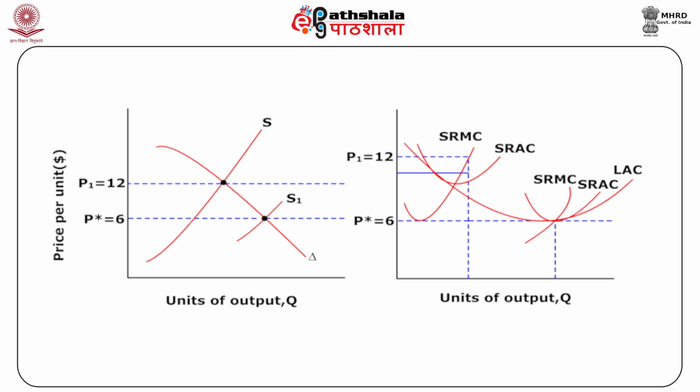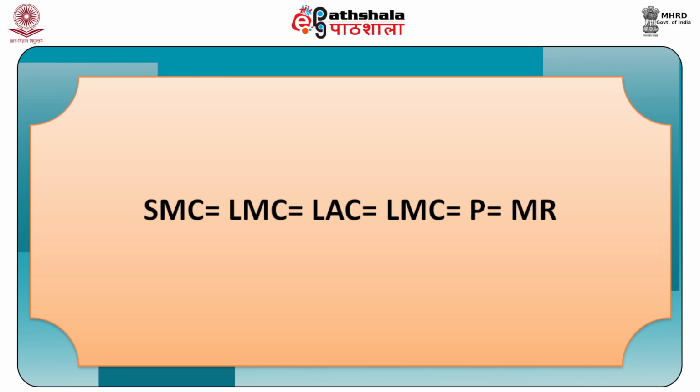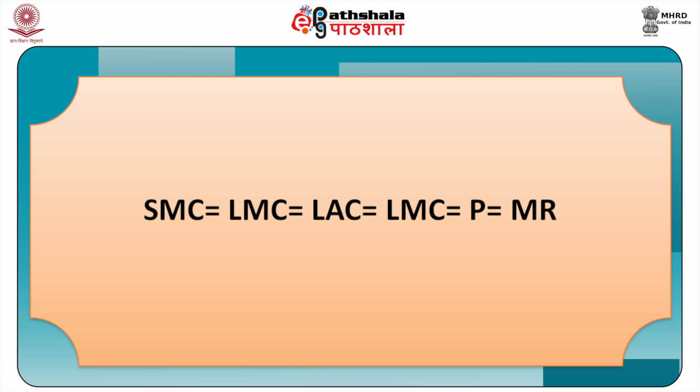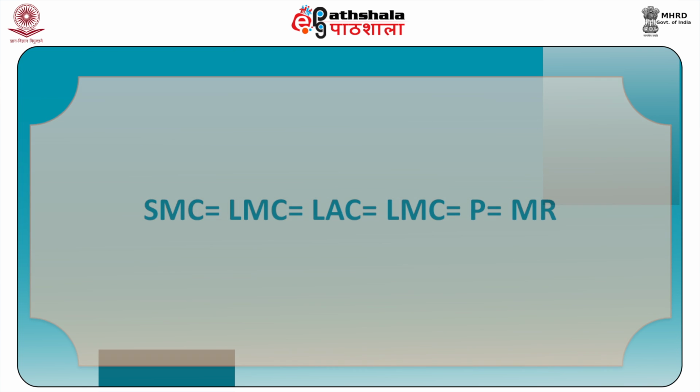Therefore, in the long run, the long run marginal cost is equal to long run average cost, which is equal to the long run price. Therefore, a firm adjusts its plant size such that we have this lengthy equation: SMC is equal to LMC is equal to LAC, which is equal to LMC, which is again equal to price, and which is ultimately equal to the marginal revenue.